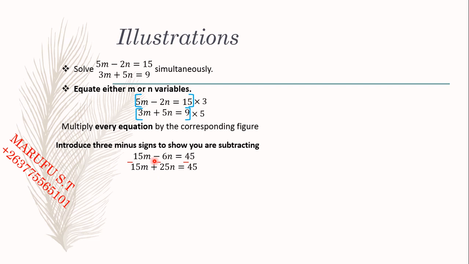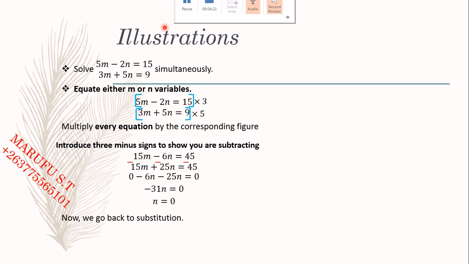So you introduce 3 negative signs like this. Why do I say so? So that you don't forget. If you introduce only 1 here, you would forget to say minus 6, minus 25. So here 15m minus 15m, you get a 0. Then you can ignore this 0 again, it's irrelevant. Minus 6n minus plus 25n, minus times plus, you get minus. Minus 25n is equal to 45 minus 45, which gives you another 0. So the answer that we'll be looking for is minus 31n is equal to 0, so n is equal to 0.